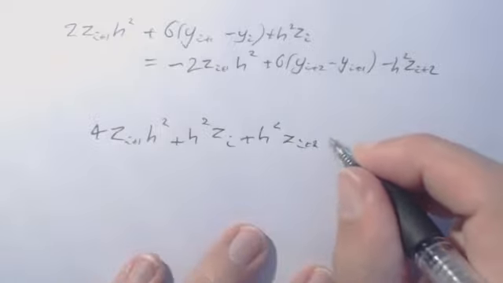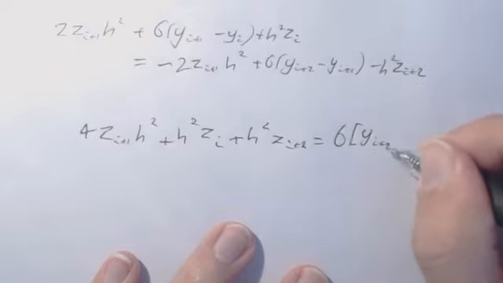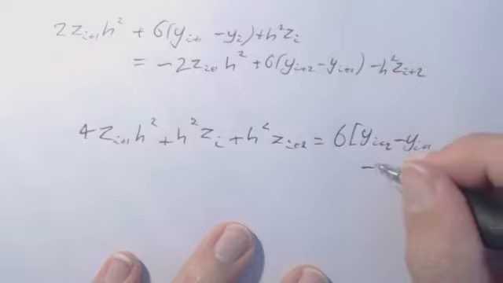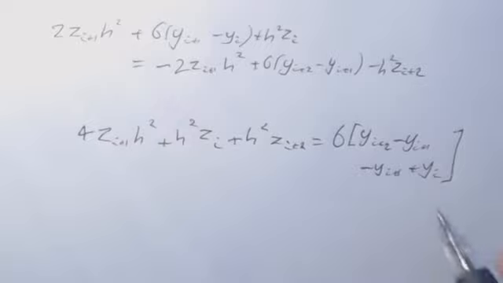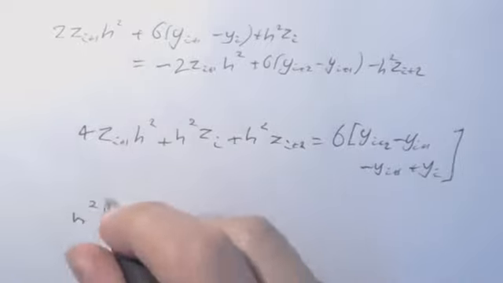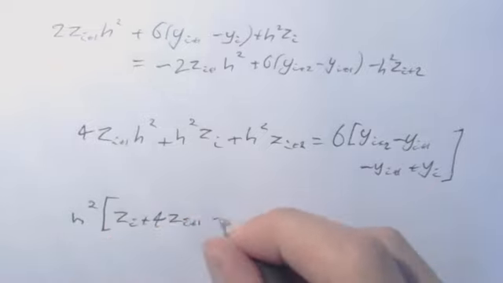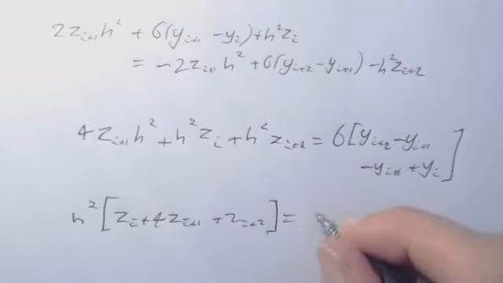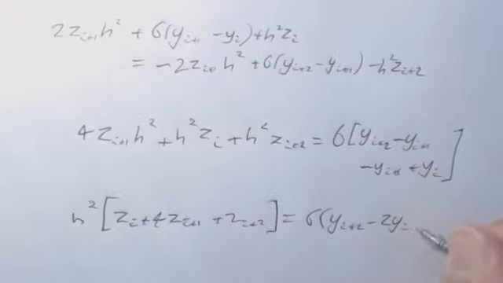So we've dealt with all the z_i's, and so on the right hand side we're going to have 6 y_i + 2 - y_i+1 - y_i+1 + y_i. So what we have here is h^2 (z_i + 4z_i+1 + z_i+2) equals 6 (y_i+2 - 2y_i+1 + y_i).